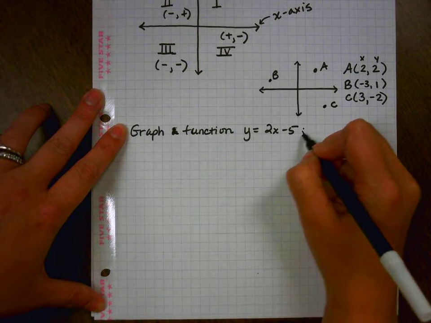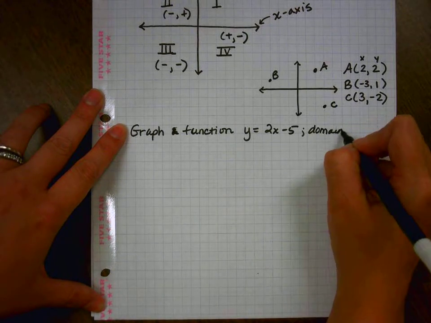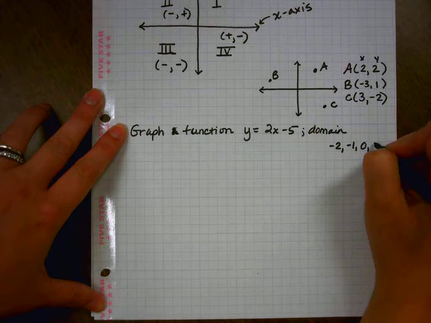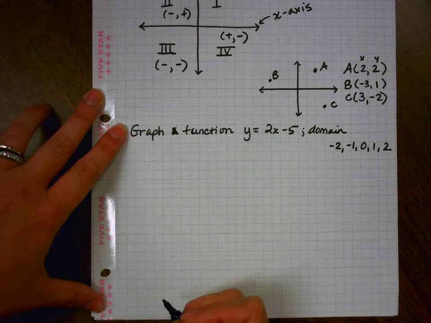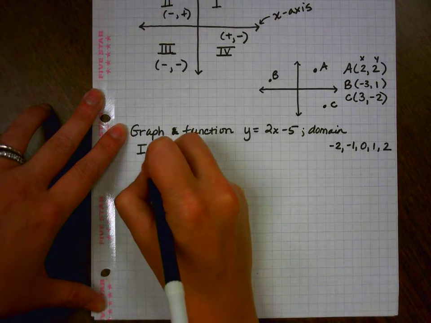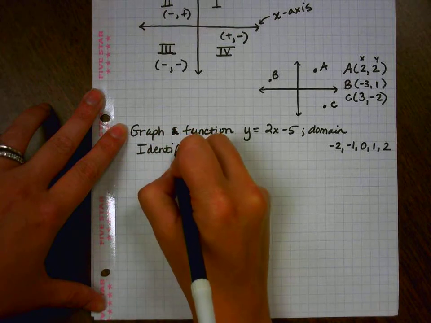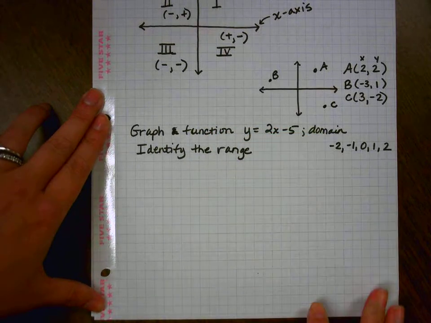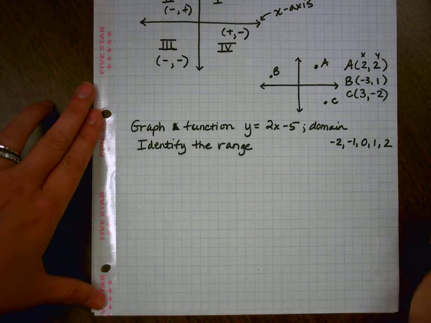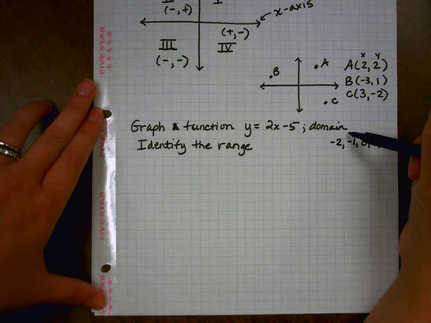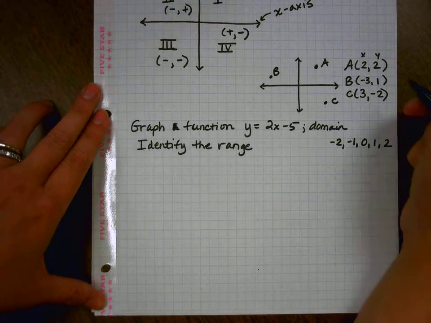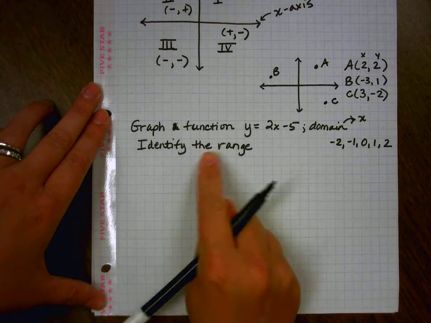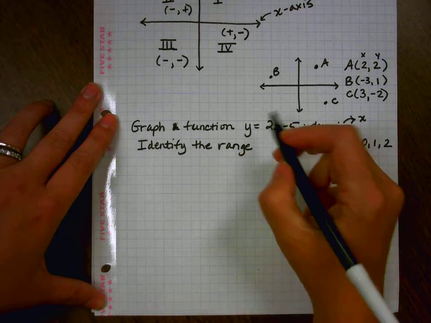And I'm going to give you a domain of -2, -1, 0, 1, and 2. And then I'm going to ask you to identify the range. Okay, so what did you guys learn? What did this word domain mean? Hannah? Domain is a fancy way of saying X. So what do you think range is going to be? Fancy way of saying Y.